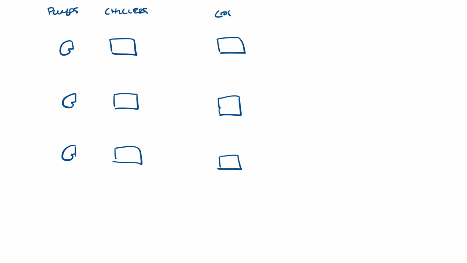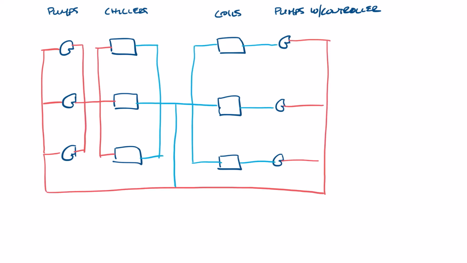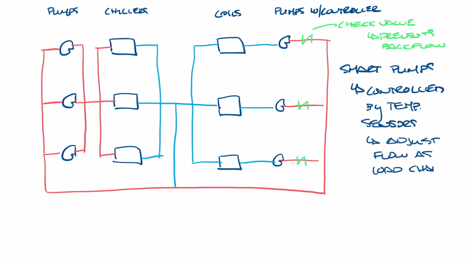So we'd still have our primary pumps and chillers, and then on the secondary side, we'll have the coils and the distributed pumps with an integrated controller in place of the control and balance valves. And then let's draw in the piping and the decoupler. I didn't draw in all the valves in the previous drawings, but all of these systems would have a check valve to prevent any backflow from the coil that's not in use, and that would still be in here. The smart pumps would be controlled by a temperature sensor so they can adjust the flow as the load changes.